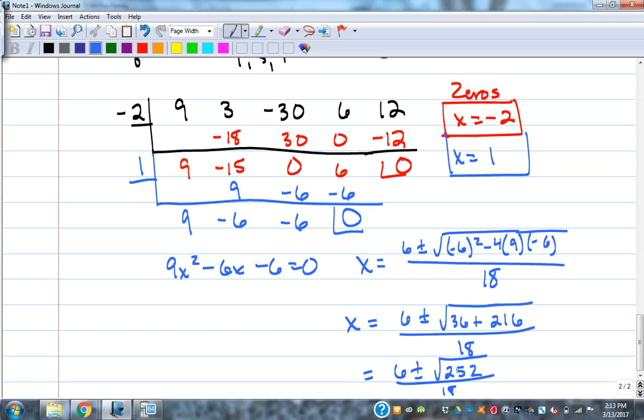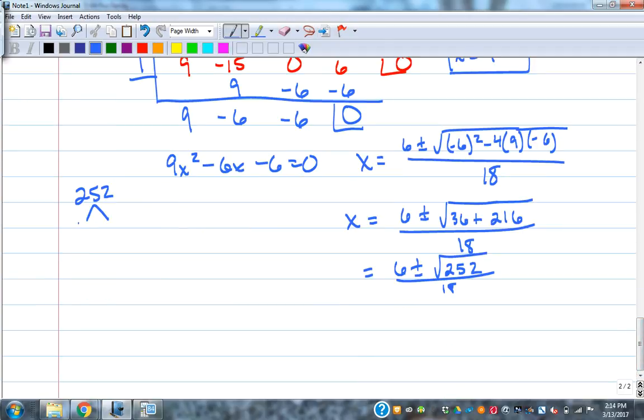So I need to break down 252 and simplify that square root because I want an exact answer, right? Well, yes, I do. So, FYI, exact answers are the way to go. And then we can get a decimal approximation for that.